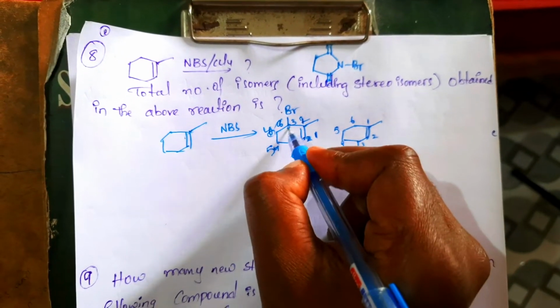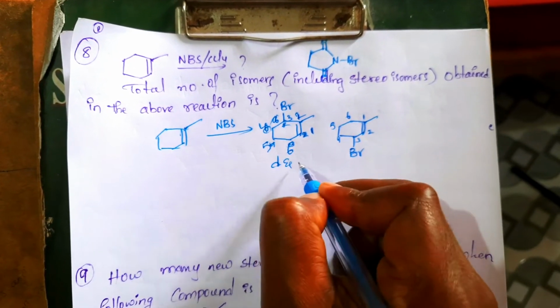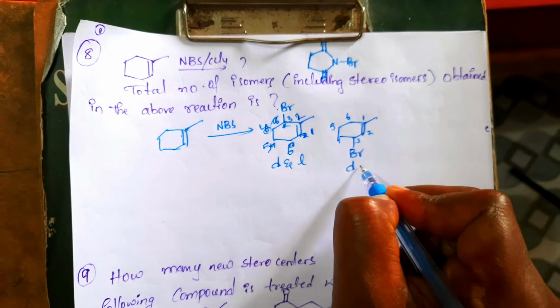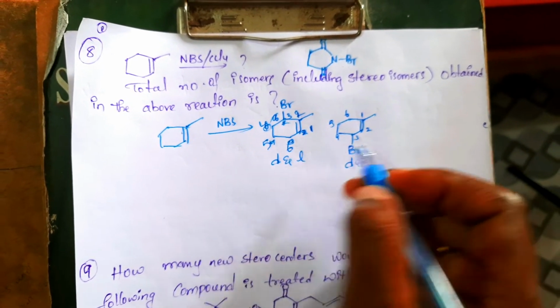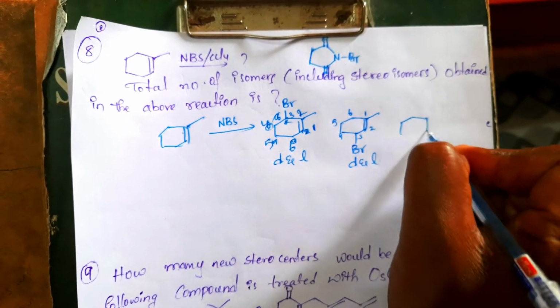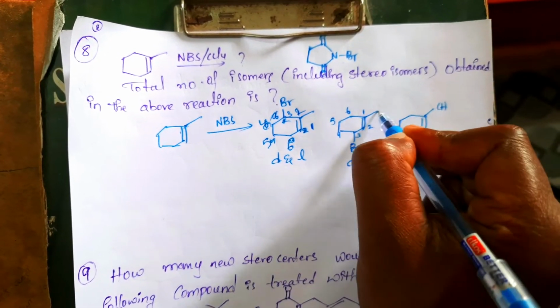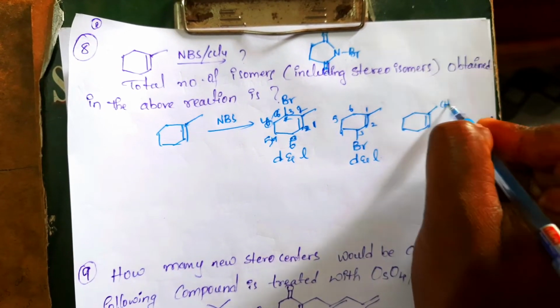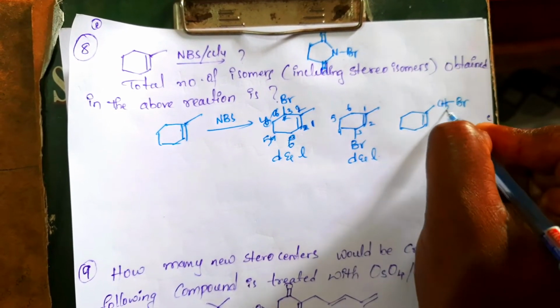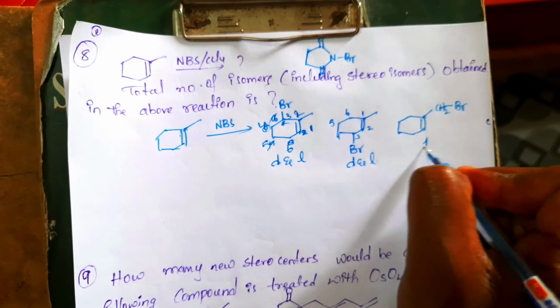Now here the two D and L isomers are possible. Here also D and L isomers are possible, 2 isomers. And one more possibility is there here. So it is also carbon. This carbon is also called allyl carbon, which gives one more bromine here, CH2Br. This is having only one isomer.